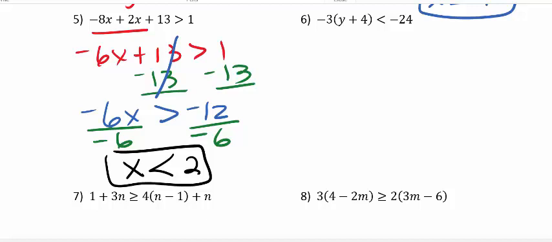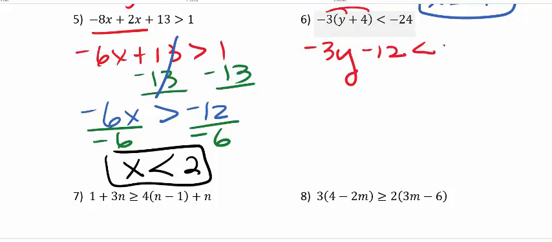In number 6, we're going to do the same thing we did with equations. Whenever we see parentheses, we're going to go ahead and distribute. So we get a negative 3y, and then we have to do negative 3 times 4, which would be negative 12.